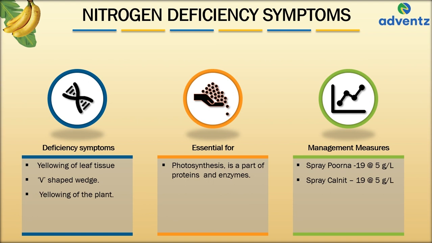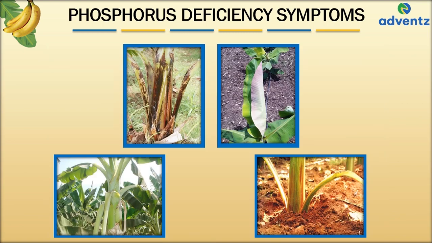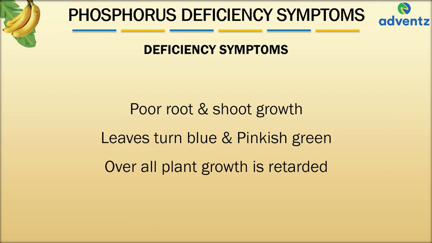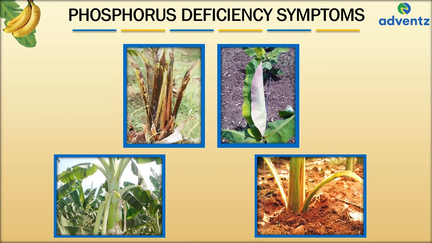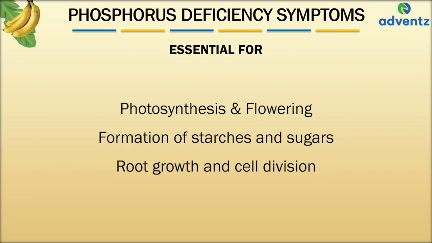The next deficiency symptoms we study are of phosphorus. Following images show the visual phosphorus deficiency symptoms in a plant. As it can be seen, phosphorus deficiency results in poor root and shoot growth, as we can see from the images on the screen. The leaves of the banana plant turn blue or pinkish green but not yellow.